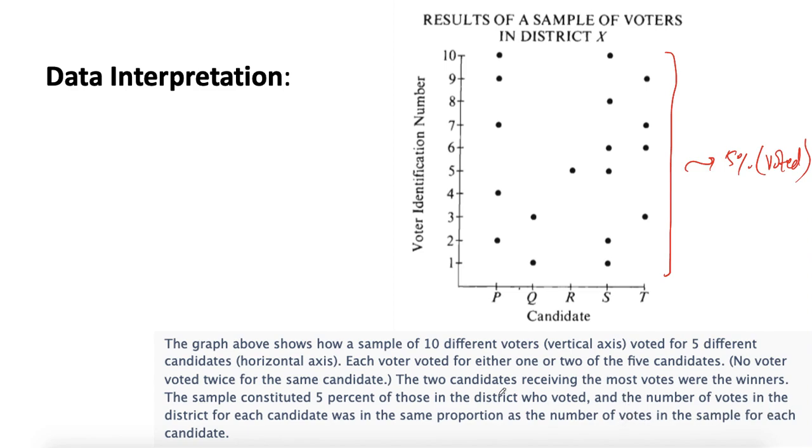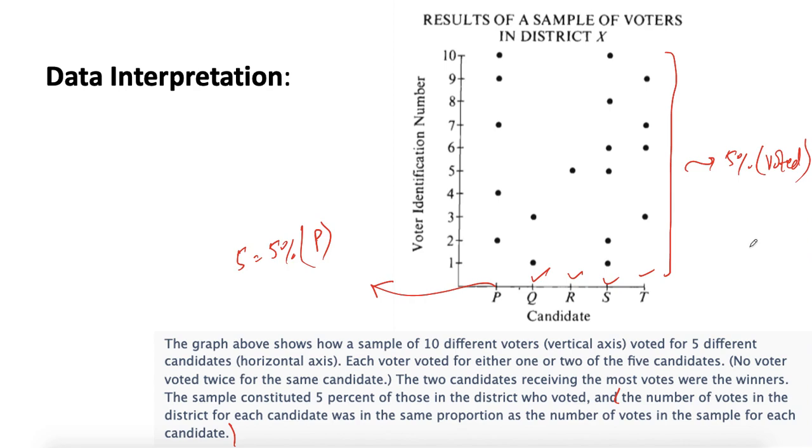And the number of votes in the district for each candidate was in the same proportion as the number of votes in the sample for each candidate. Now this is again a tricky thing. This point explains that in candidate P we see there are 5 votes. So for candidate P, 5 votes will be 5% of the total votes that candidate P gets. Likewise, this holds for Q, R, S and T as well.